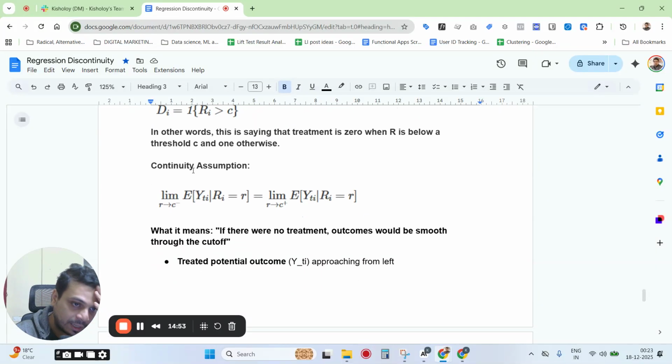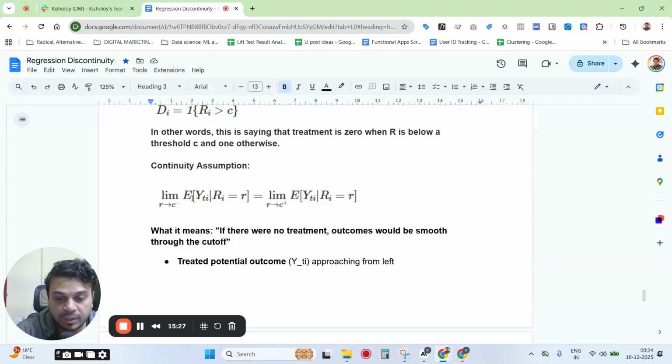So remember, that's what we said, that the whole point of RDD is based on the fundamental assumption that if the points are very close together, very close in terms of their actual values, so someone who is 15 years and 11 months and someone who is 16 years and 1 month, they are very similar in pretty much everything else, and therefore they are very comparable except for anything that's externally imposed, like in this case, the policy ban.